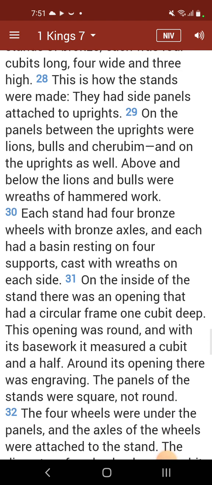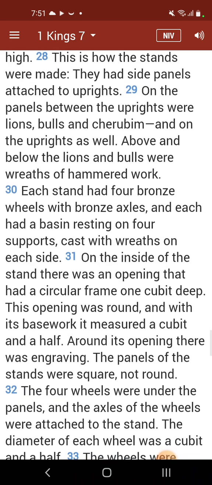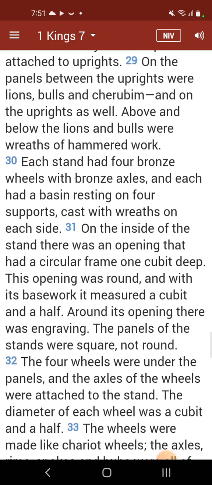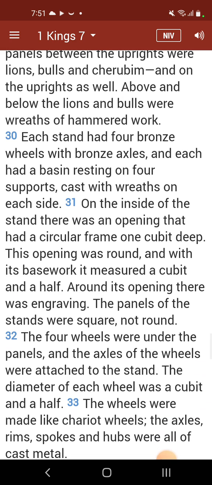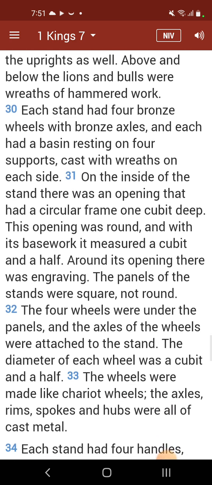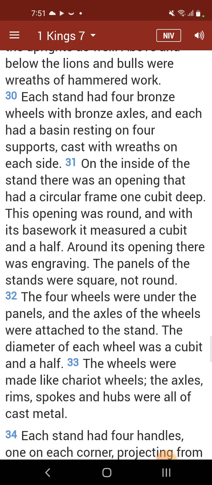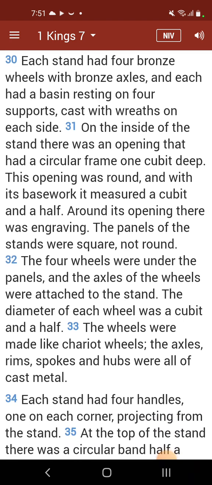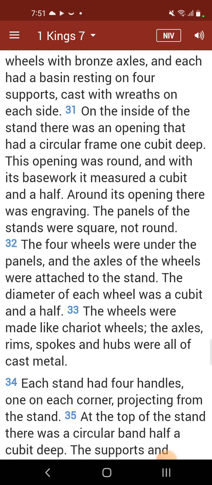Each stand had 4 bronze wheels with bronze axles, and each had a basin resting on 4 supports, cast with wreaths on each side. On the inside of the stand there was an opening that had a circular frame 1 cubit deep. This opening was round, and with its basework it measured 1.5 cubits. Around its opening there was engraving.